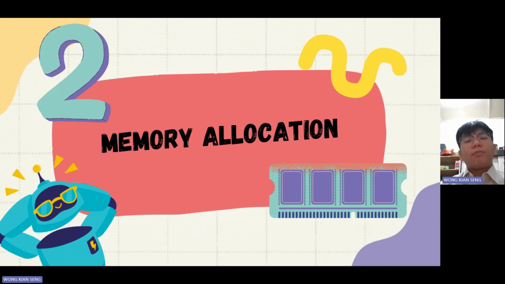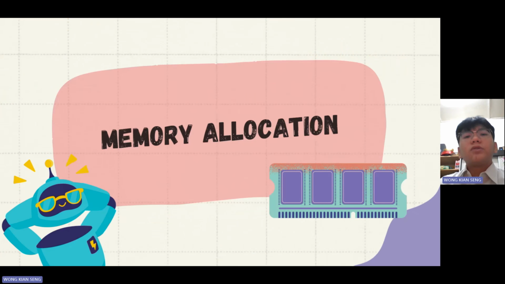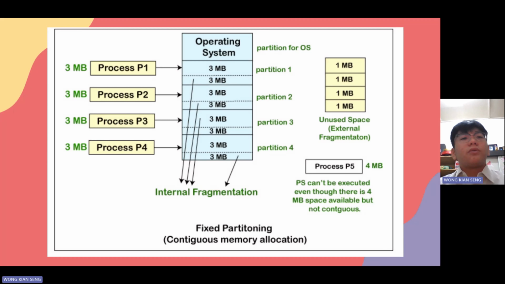Okay, next one. Right now we are going to talk about memory allocation. As I told you just now, the OS has a basic role called resource management, so it also manages the RAM. The RAM is very important to all machines. If you don't have RAM, you can't operate your PC. So you can just think of it like this.